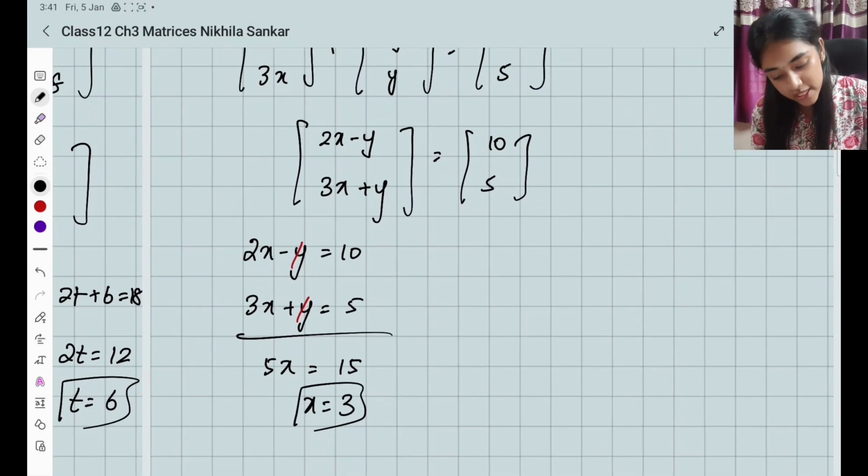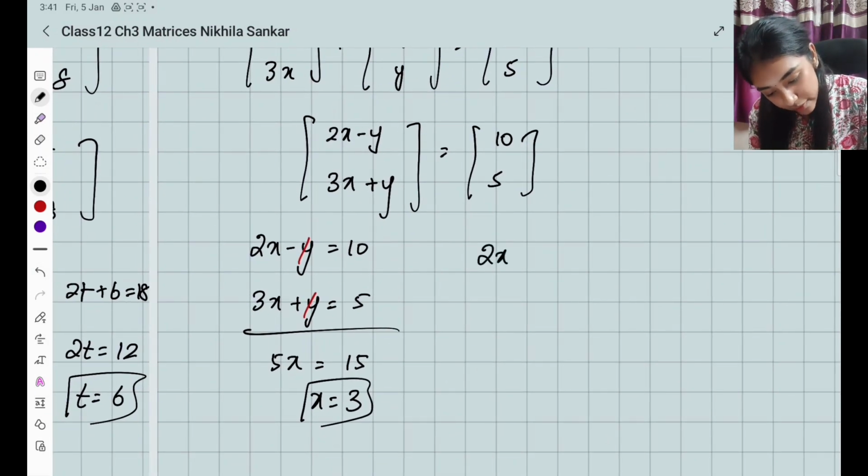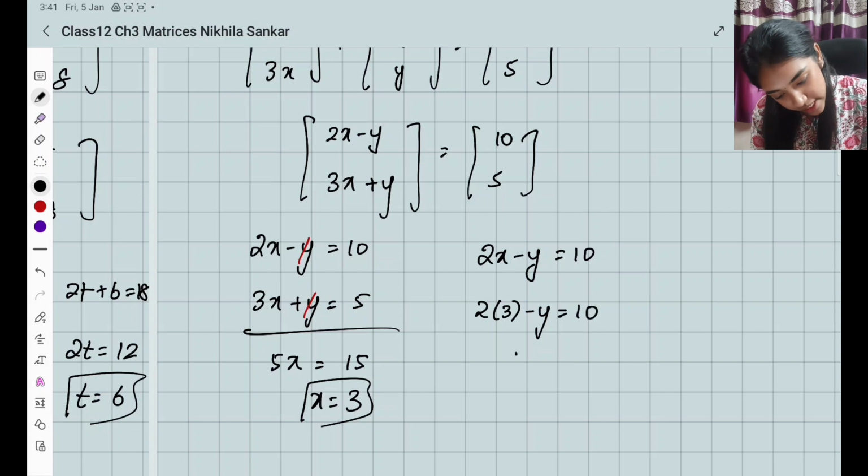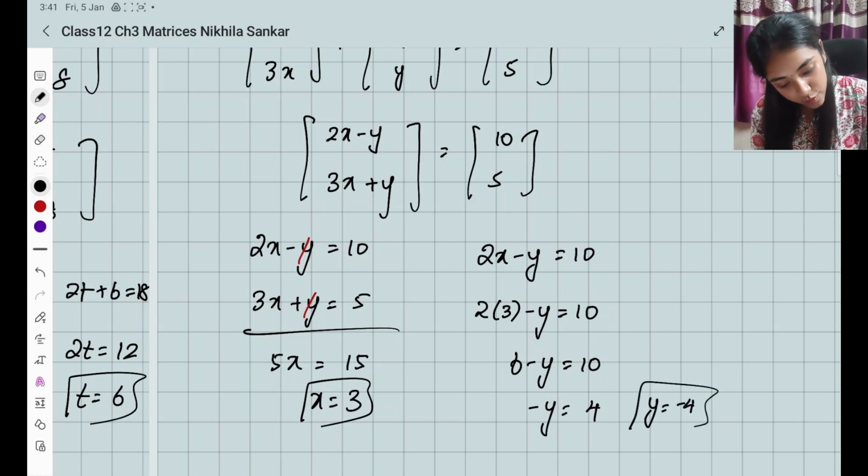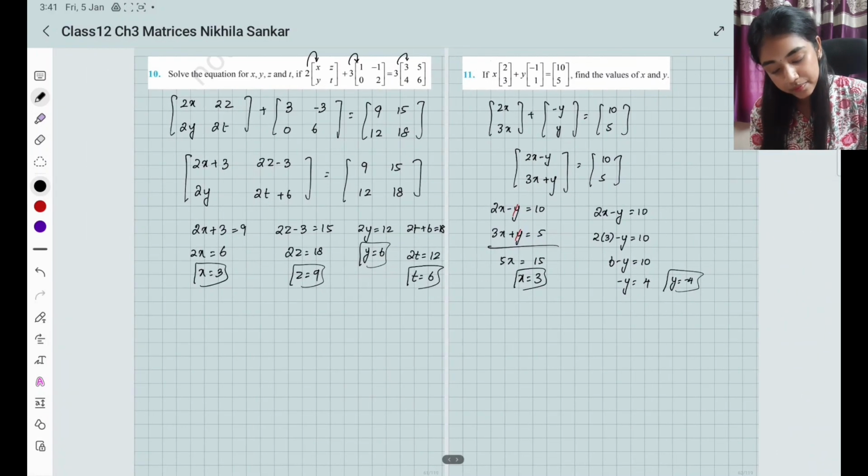If I substitute in the other equation, we can find the y value. So I have 2x minus y equals 10. 2 into 3 minus y equals 10. So 6 minus y equals 10. Minus y equals 10 minus 6, 4. So y equals minus 4. Okay, please copy.